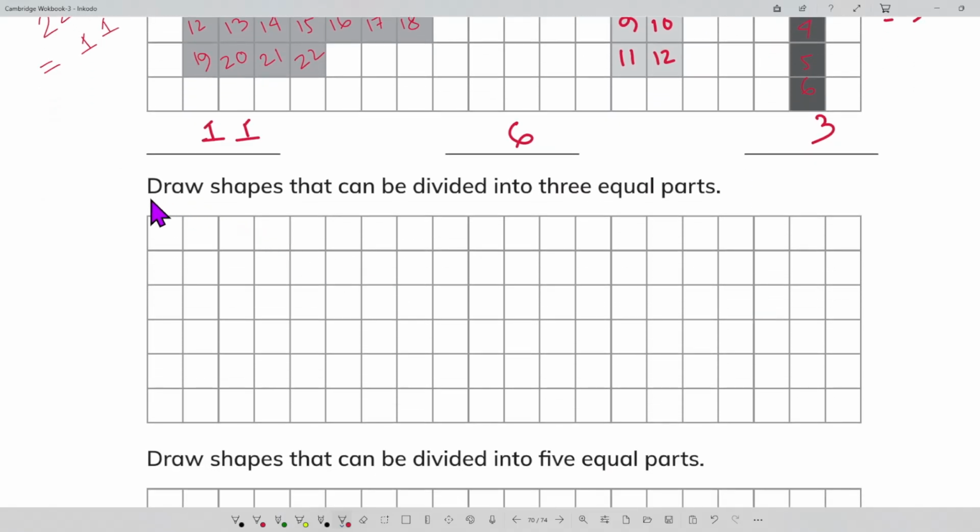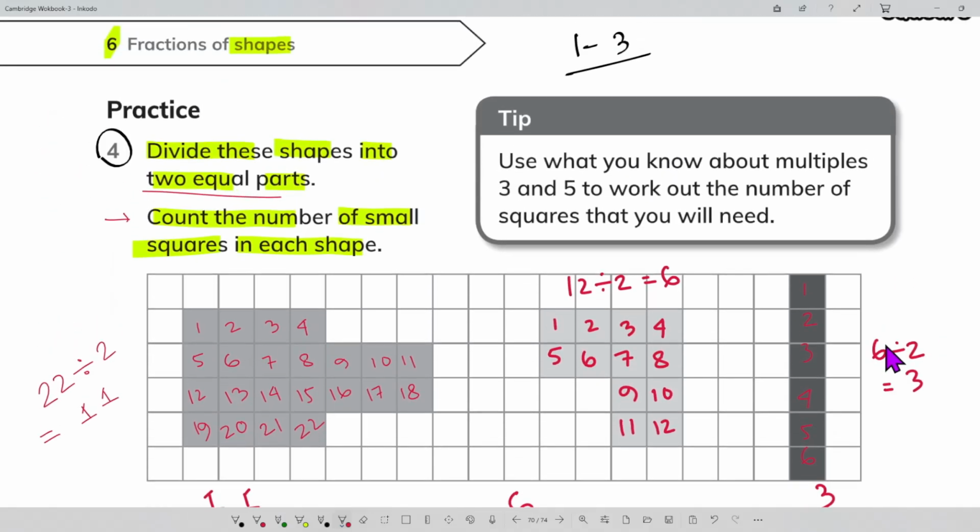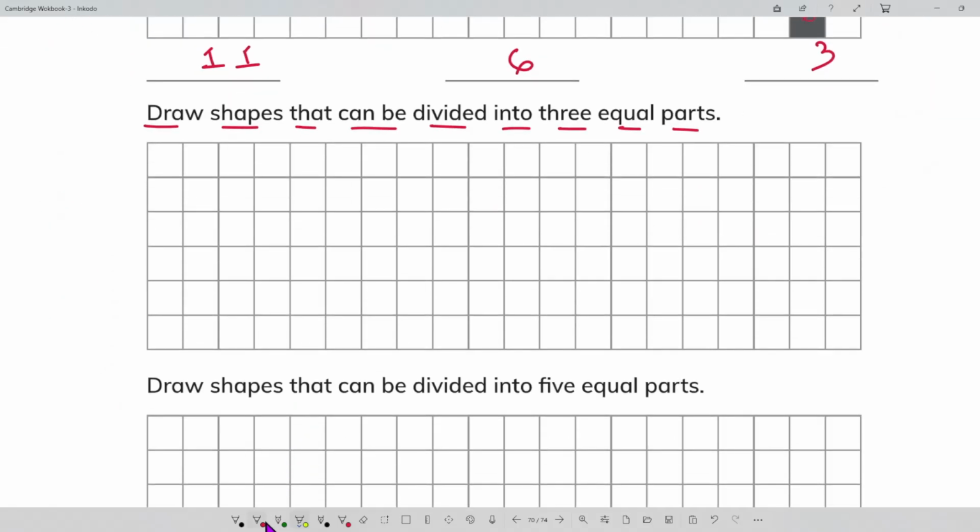Now draw shapes that can be divided into three equal parts. Here is a tip: use what you know about multiples of 3 and 5 to work out the number of squares that you will need. It means, suppose it is divided into three equal parts. So 3 times 1 will be 3, 3 times 2 will be 6, 3 times 3 will be 9. So these are the multiples of 3.